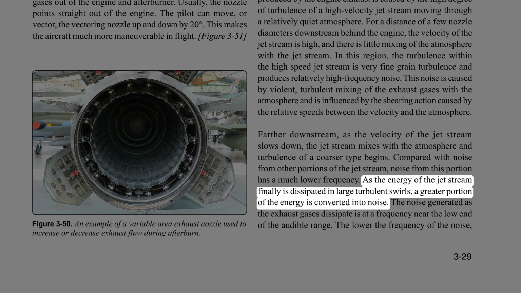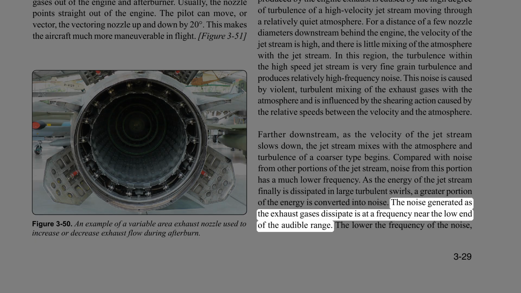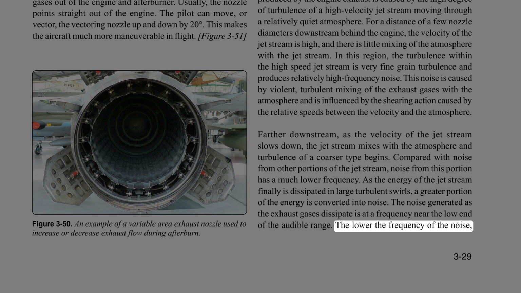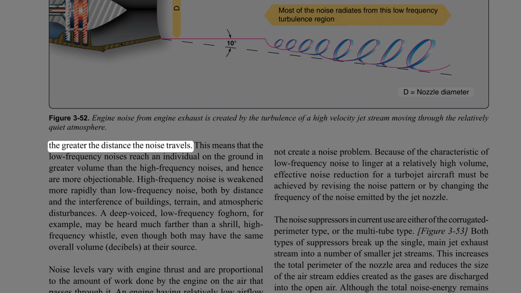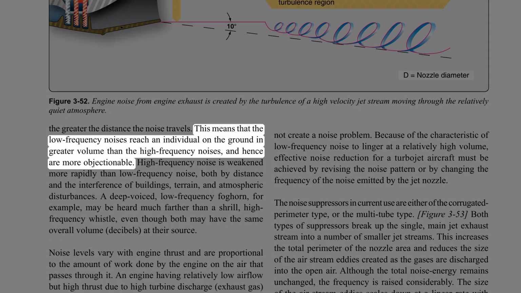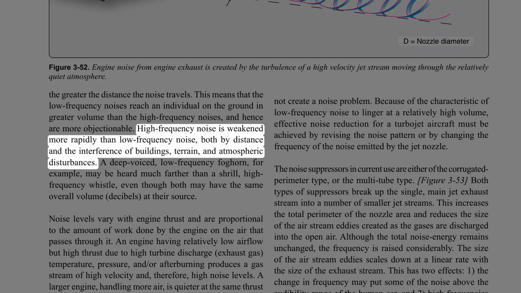As the energy of the jet stream finally is dissipated in large turbulent swirls, a greater portion of the energy is converted into noise. The noise generated as the exhaust gases dissipate is at a frequency near the low end of the audible range. The lower the frequency of the noise, the greater the distance the noise travels. This means that the low-frequency noises reach an individual on the ground in greater volume than the high-frequency noises, and hence are more objectionable. High-frequency noise is weakened more rapidly than low-frequency noise, both by distance and the interference of buildings, terrain, and atmospheric disturbances.